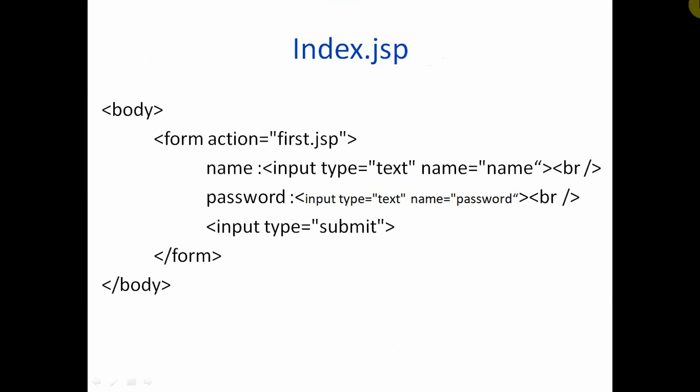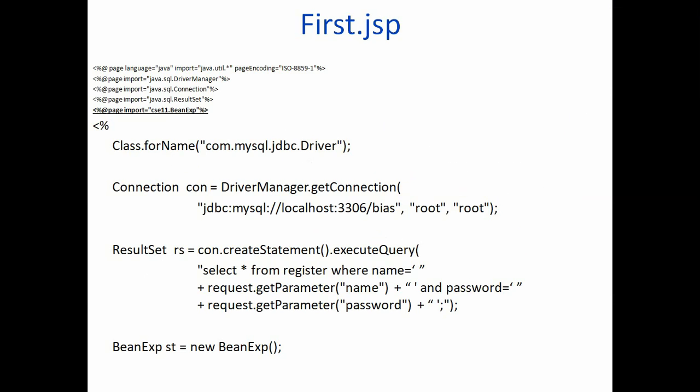Now see, we will start the software this way. The initial page is index.jsp, and here we have two text boxes, name and password, and when we submit this form, it will execute first.jsp. So here we have the first.jsp file, and as this is a JSP file, we will write here %@ for declaration.